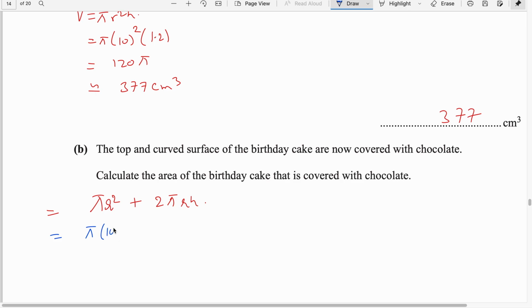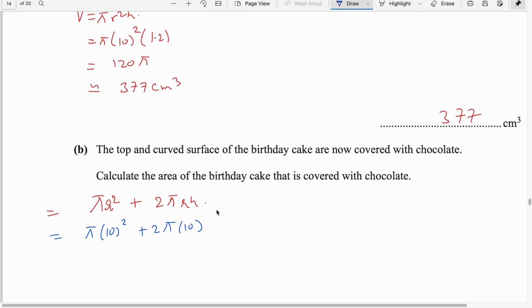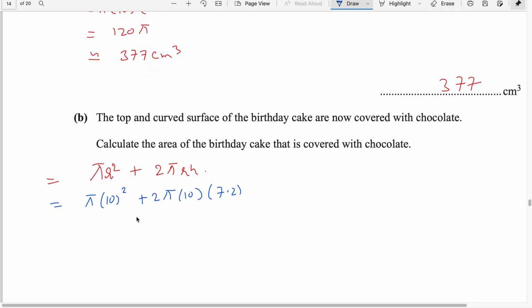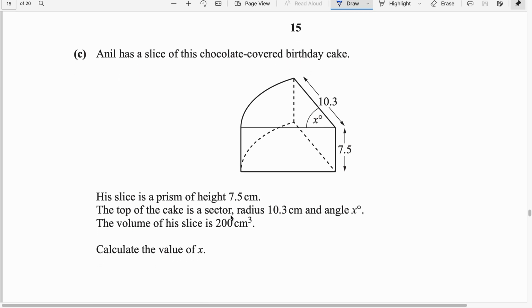So pi radius is 10 squared plus 2 pi radius is again 10, and height of this complete cake is 3 plus 3 plus 1.2, which is 7.2. Now solve using your calculators, and we get 244 pi, which is approximately equal to 767. This is the covered area of top and the surrounding part.